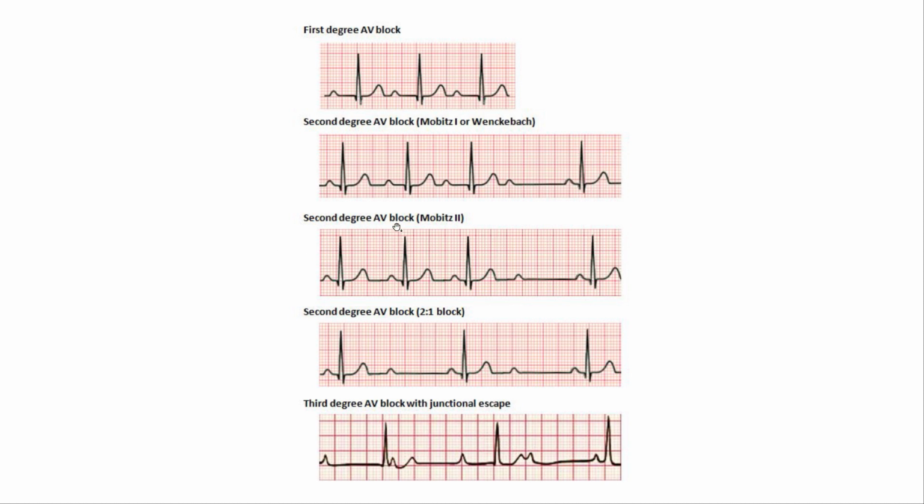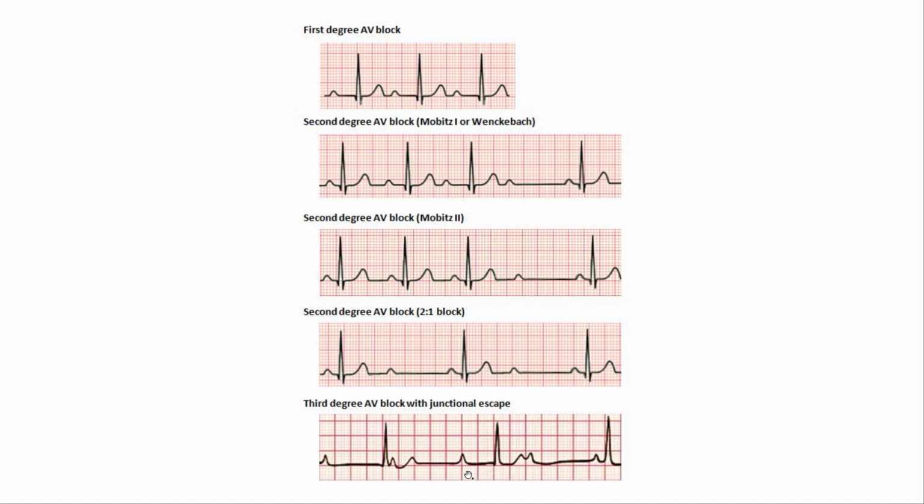And then within that, there's two types. There's the second degree type 1, or Mobitz 1, or Wenckebach, where the PR interval gets progressively longer and then a heartbeat is dropped. There's no QRS. And then it resets and goes again. And then there's type 2 or Mobitz 2 where the PR interval is constant but a heartbeat gets dropped. But there's a P wave. And then this 2-1 block doesn't really matter, but there's just this extra one that there's 2 P waves and then a heartbeat, 2 P waves and then a heartbeat.